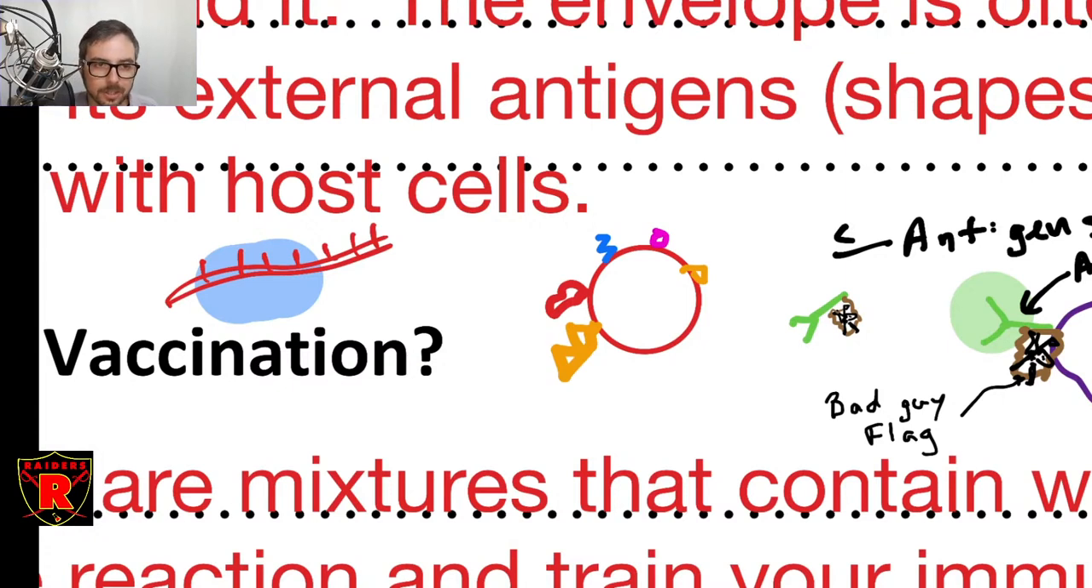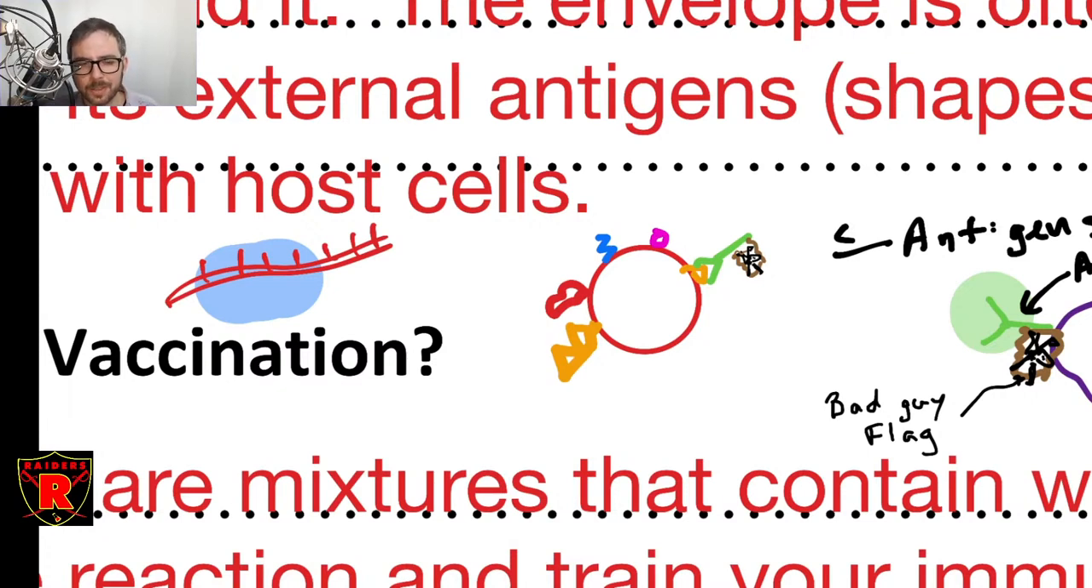So for example, let's say you got the flu last year, and there's specific shapes on that flu. You probably didn't get the flu twice because your body learned to build flags for the shapes that fit on that flu. Those flags are called antibodies, by the way. And the shapes are called antigens. I don't know if I mentioned that. Antigens are the names of the shapes.